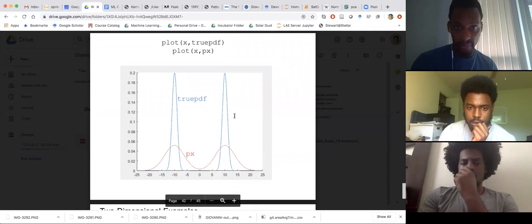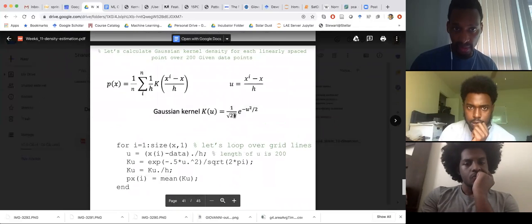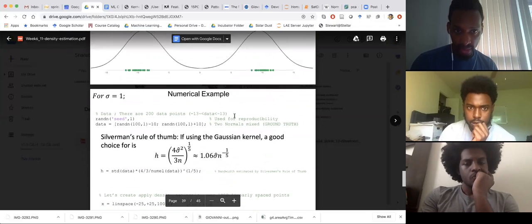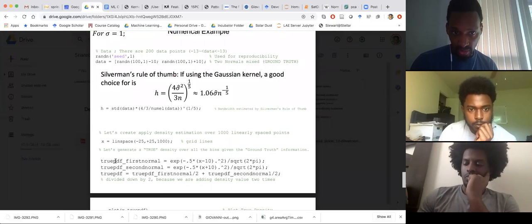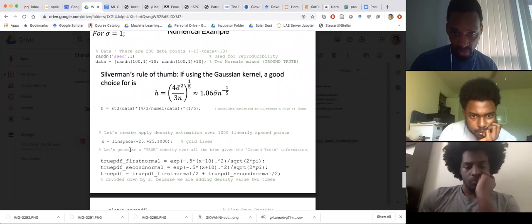Oh, okay. Wait, so what's the true PDF? Scroll down. Exponential. Oh, okay. So they just got a Gaussian for each of those areas. 2 pi.